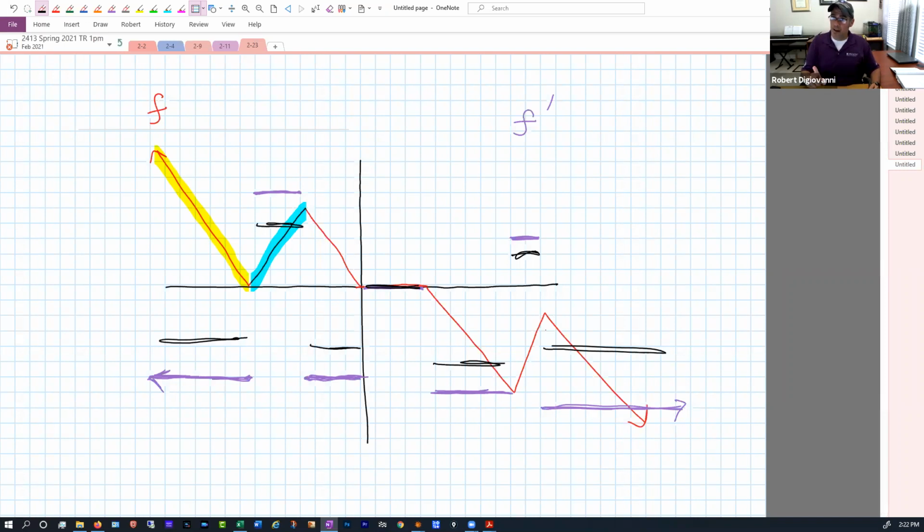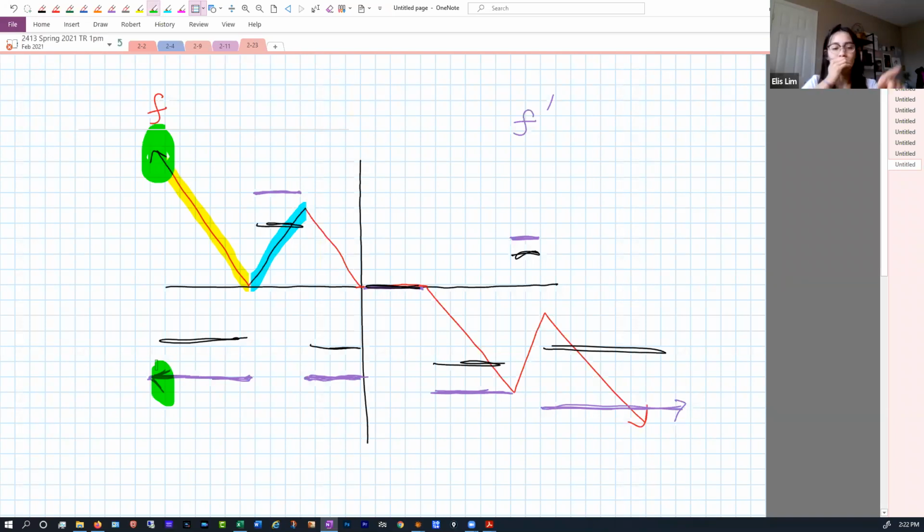Now, let me show you the next one. The next one's going to be a little more challenging. Yes, Elise? For every straight diagonal line, the derivative is going to be a straight line. I'm saying the graph of the original function is all just straight line segments. So for every straight line segment, is the derivative always going to be a horizontal line?